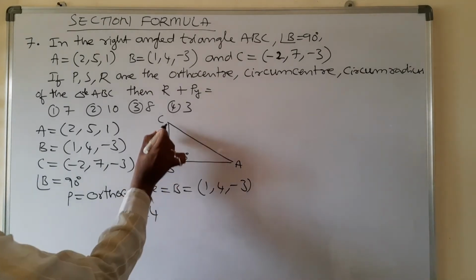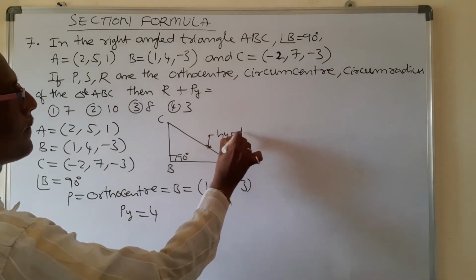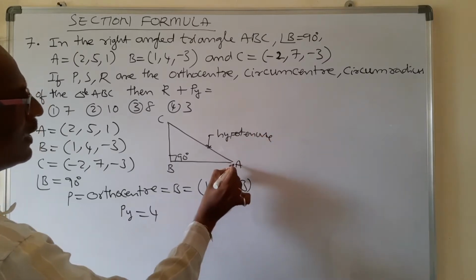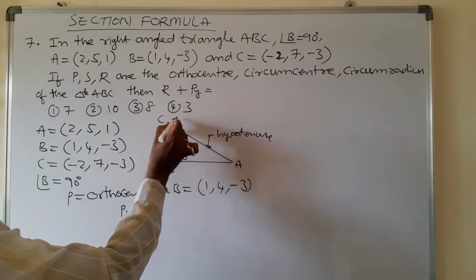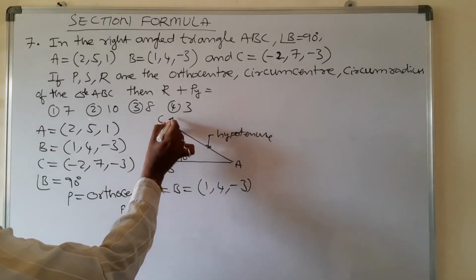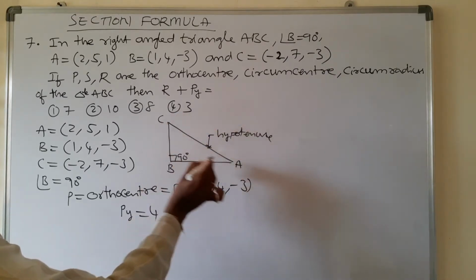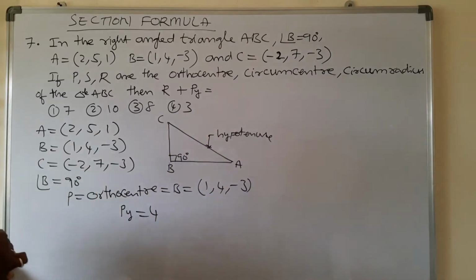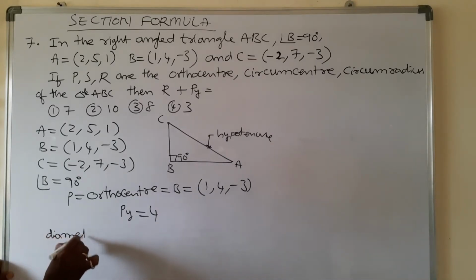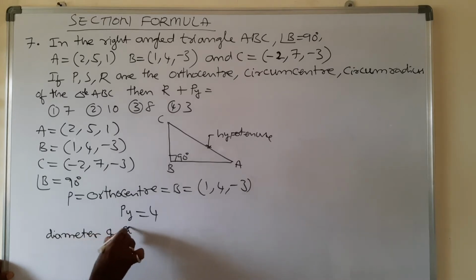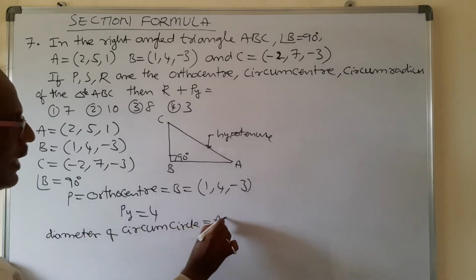To find the circumradius, here AC is the hypotenuse. In a right angle triangle, AC is the diameter of the circle. The circle passing through the vertices of the triangle ABC is the circumcircle. Here AC is the diameter of the circumcircle. Diameter of the circumcircle is equal to AC.